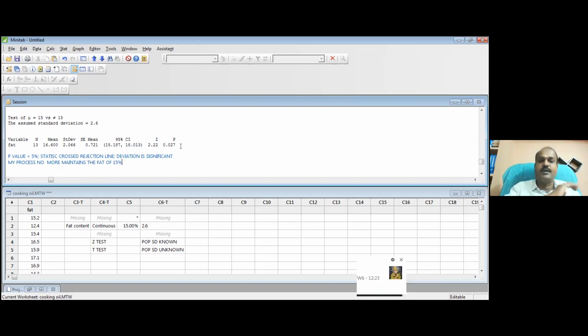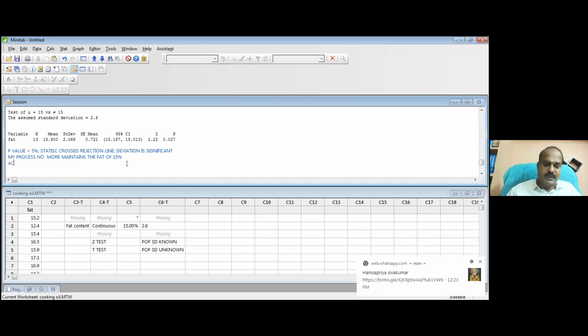My process is deteriorated. When my process is deteriorated, action is required. Isn't it? What action is required? I will investigate and fix the problem. So when to investigate, when to fix the problem, or when to make changes, we take the decision clearly based on data.